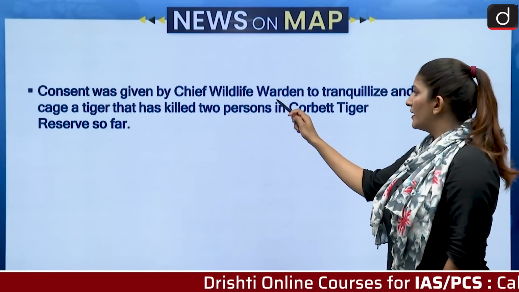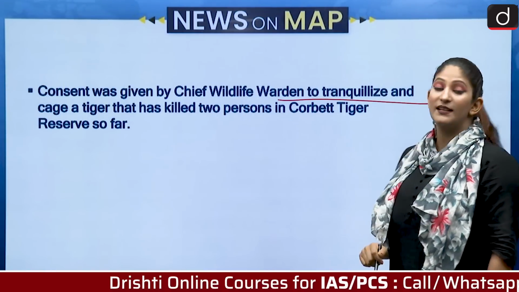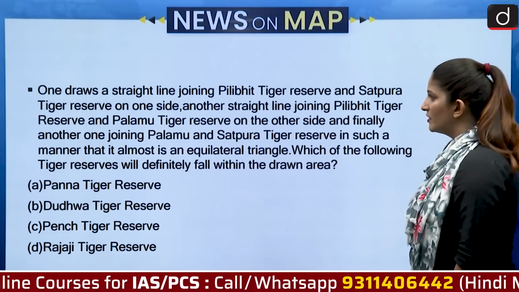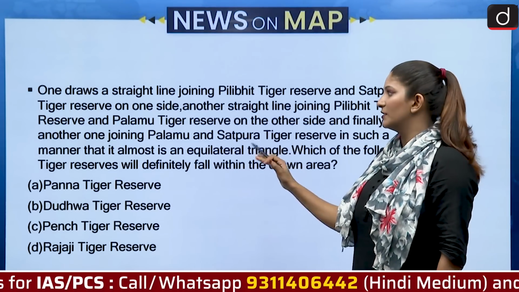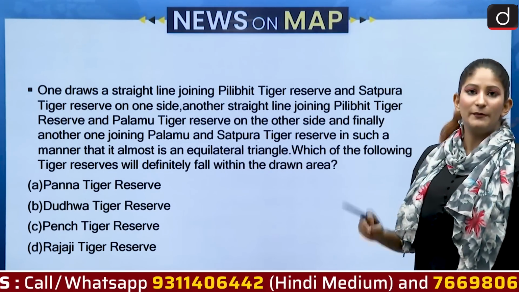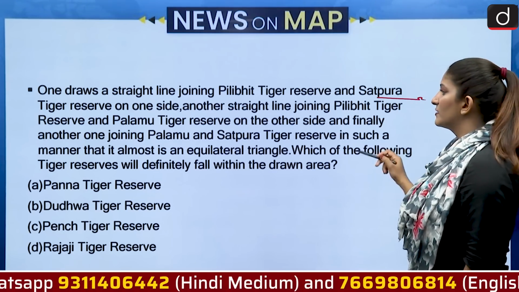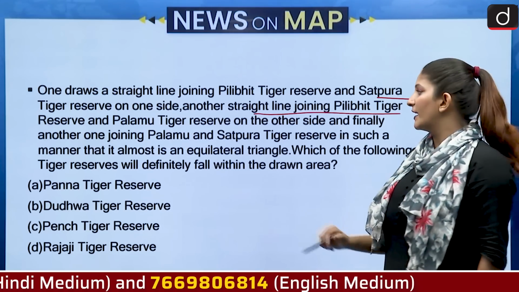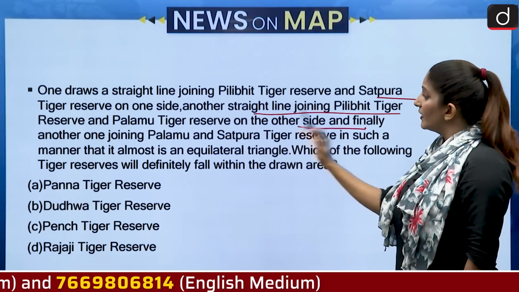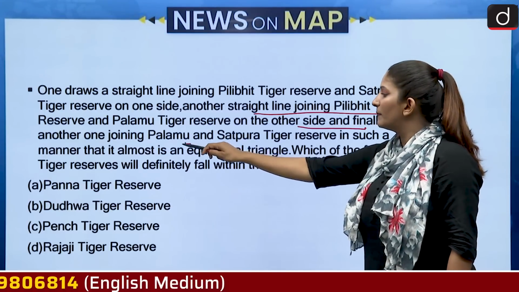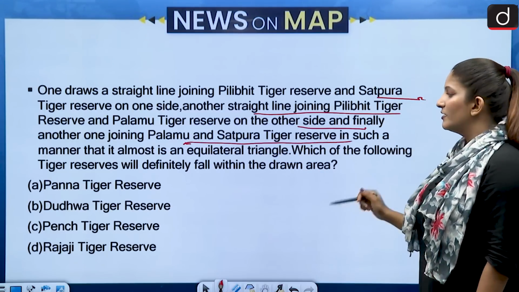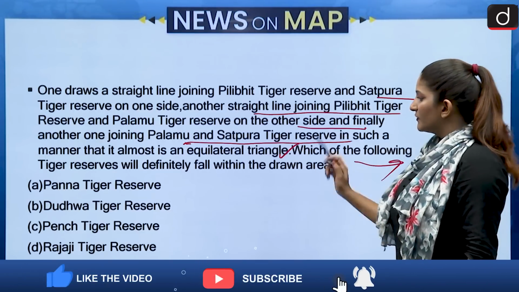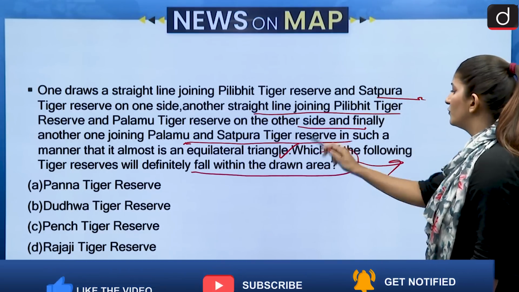Consent was given by Chief Wildlife Warden to tranquilize and cage a tiger that has killed 2 persons in Corbett Tiger Reserve so far. From that, we can formulate a question. One draws, that means a person draws, a straight line joining Pilibhit Tiger Reserve and Satpura Tiger Reserve on one side. Another straight line joining Pilibhit Tiger Reserve and Palamu Tiger Reserve on the other side. And finally, another one joining Palamu and Satpura Tiger Reserve in such a manner that it almost is an equilateral triangle. So which of the following tiger reserves will definitely fall within the drawn area?